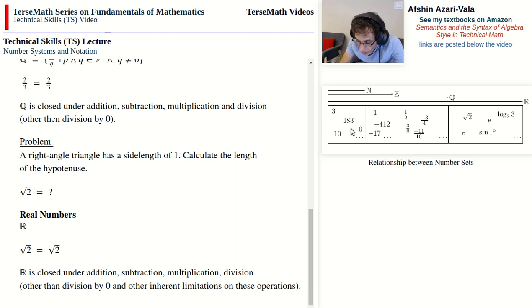And therefore, a number like 10 is a natural number. It's also an integer, and it is a rational number, and it is a real number. -1 is not natural, but it's an integer, and it's also in Q, and it's also in R. 1/2 is not natural, and it's not an integer, but it's in Q and it's in R. Okay, so that's the relationship between the numbers that we have defined so far.